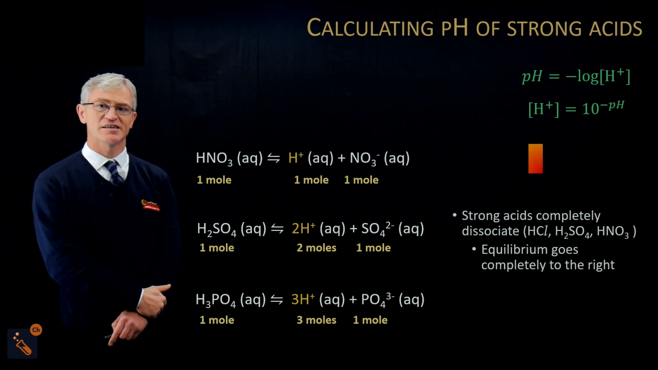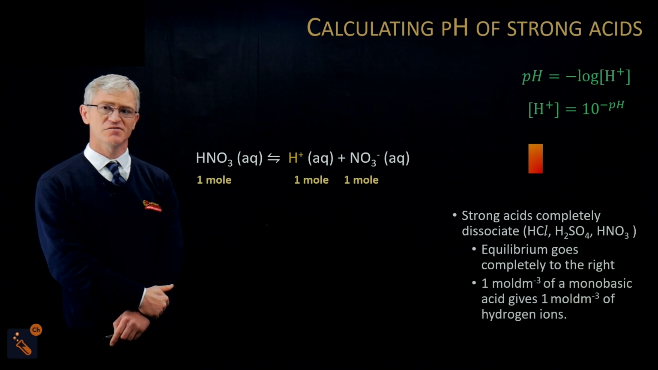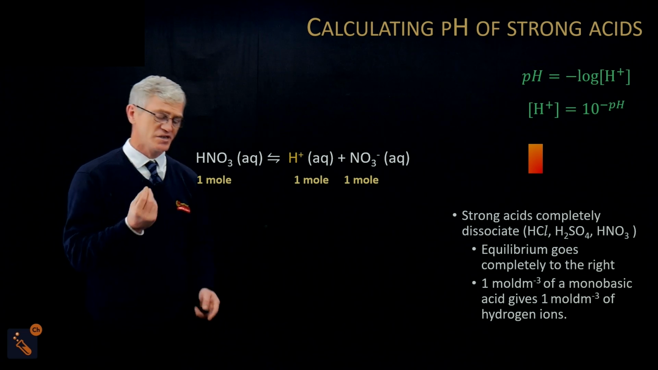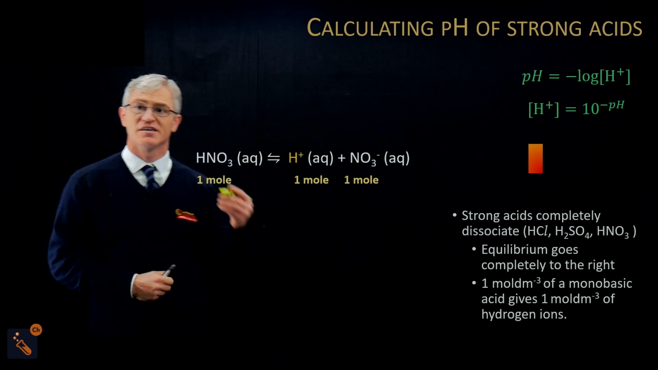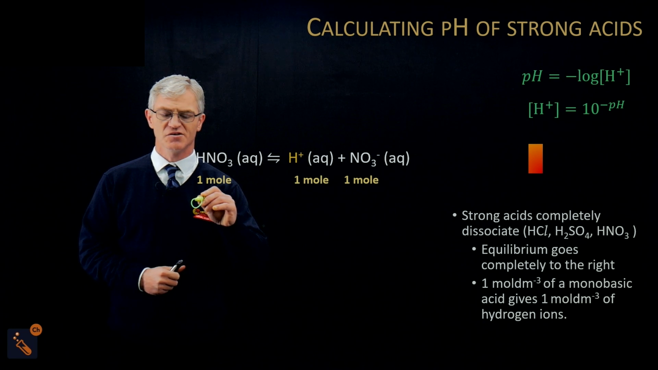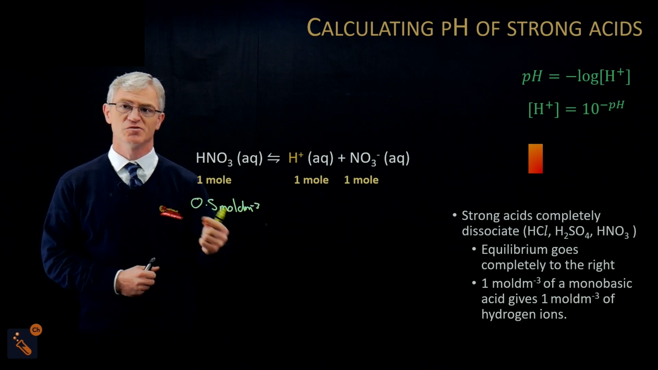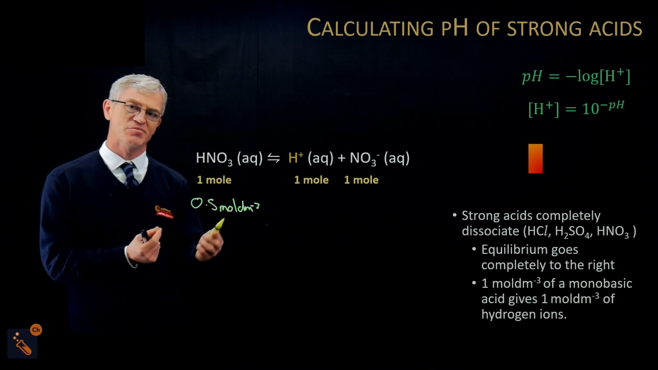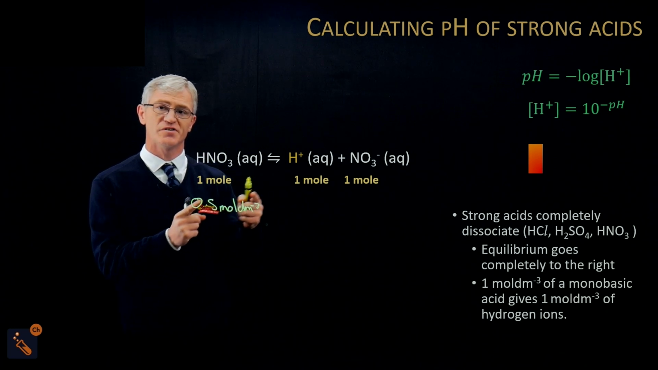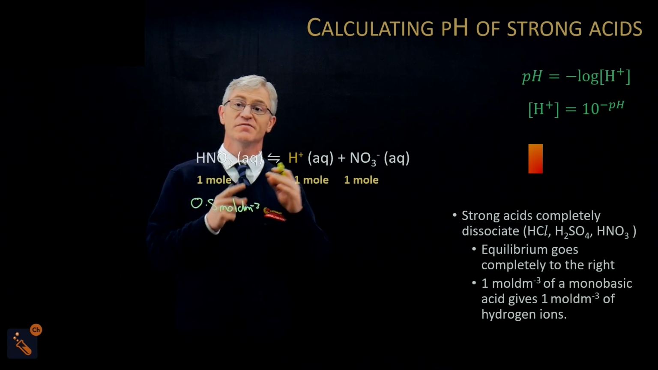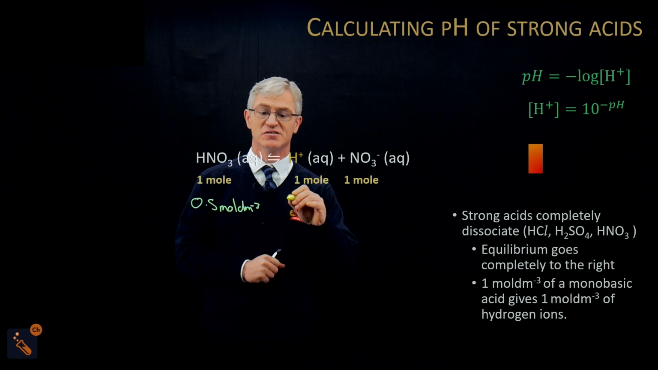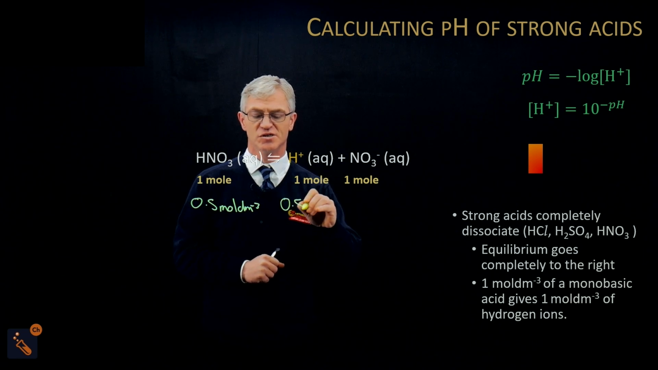Now let's do a quick calculation. So if I take that up here, let's start off with a 0.5 mole per decimeter cubed solution. So we've got 0.5 moles per decimeter cubed. Now that means we can assume that 0.5 moles per decimeter cubed is going to fully dissociate, and that means that our hydrogen ion concentration is going to be 0.5 moles per decimeter cubed.